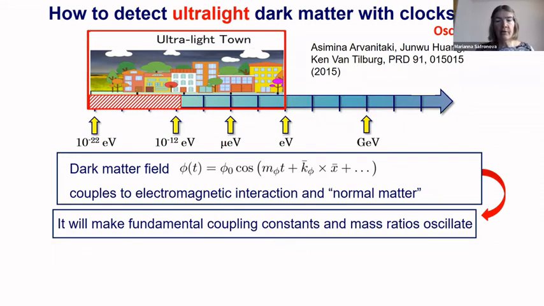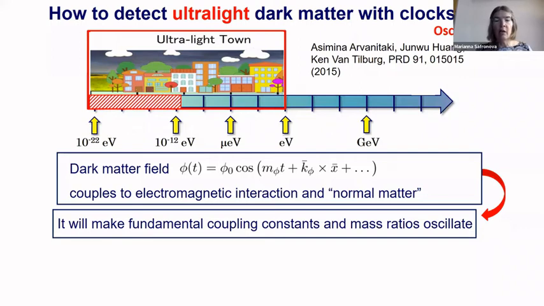Therefore, every coupling constant in front of your Lagrangian term, every mass in front of your Dirac term, will oscillate. So all of the fundamental constants, all of the masses, will therefore acquire small oscillation components. And this oscillation signal is what our dark matter signal is.